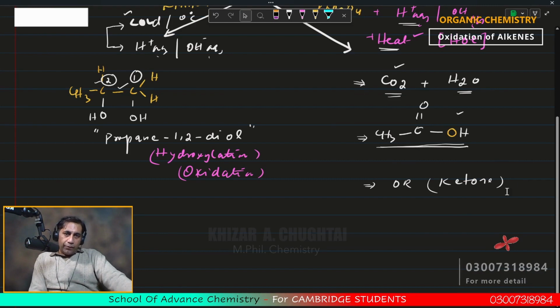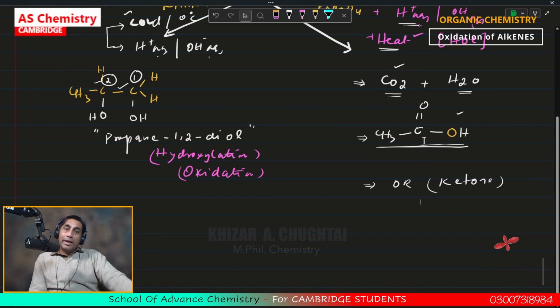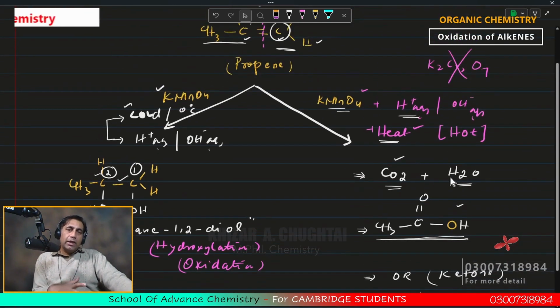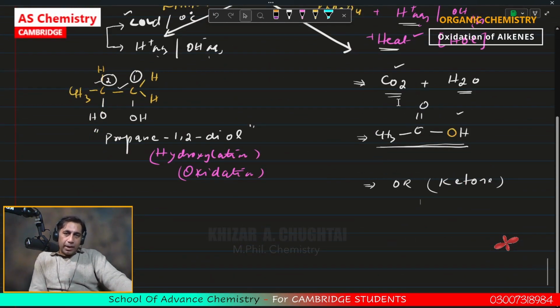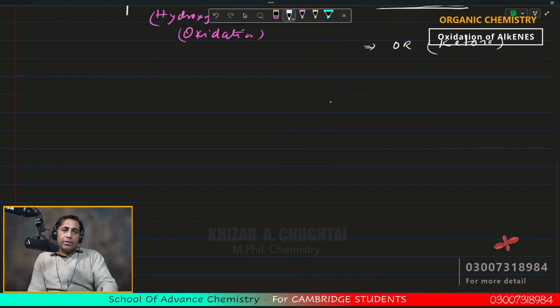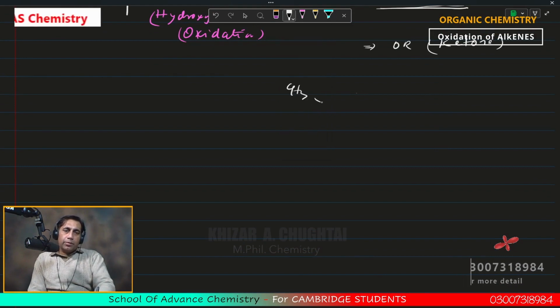Any one of the compounds, CO2, acid, or ketone, or any two of them, will be formed whenever you oxidize a carbon-carbon double bond. Listen again: whenever you heat any alkene, it's going to make either CO2, or acid, or ketone, any one of them or any two of them. Now, I'm going to do another example. For example, I have this compound.